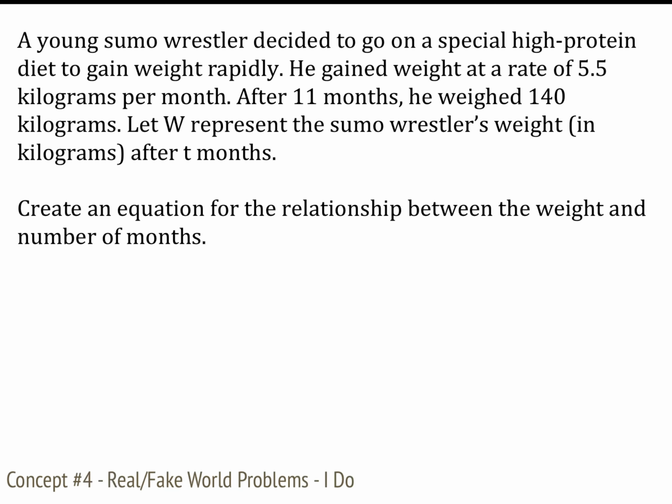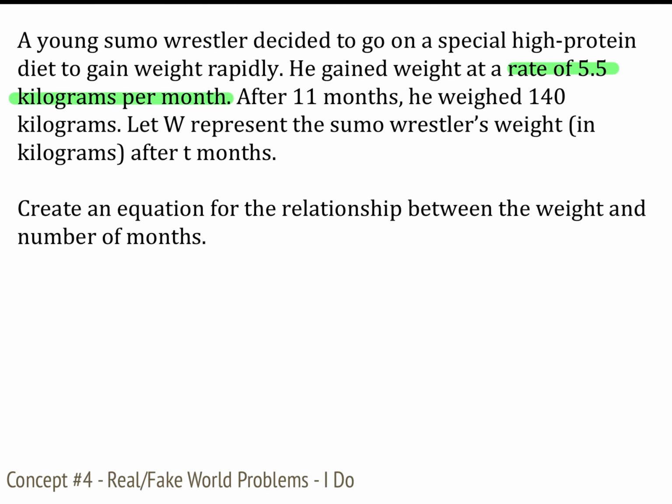We have a young sumo wrestler who decided to go on a special high protein diet to gain weight rapidly. He gained weight at a rate of 5.5 kilograms per month. Now I'm going to highlight that before I even go. A rate of 5.5 kilograms per month. If you remember back to slope-intercept form, change in y over change in x, that's a 3 over 1, that's a 3 per 1. When you see things like per month, that's your rate of change right off the bat.